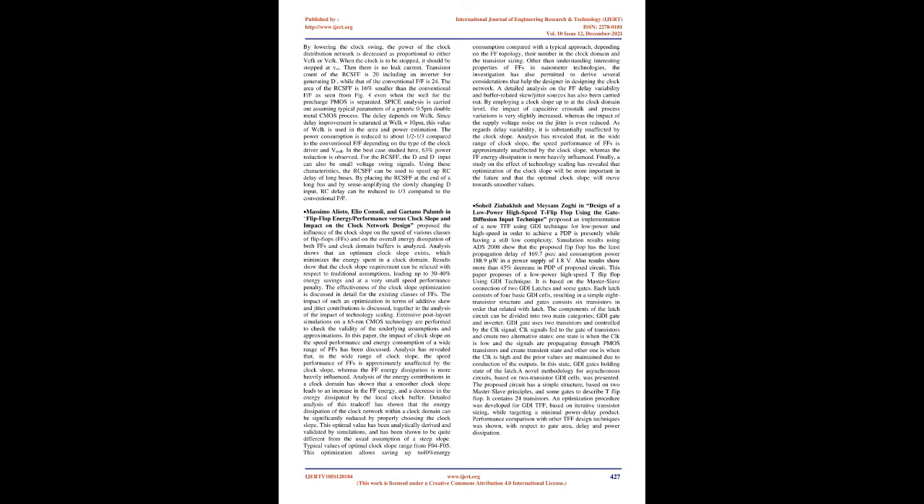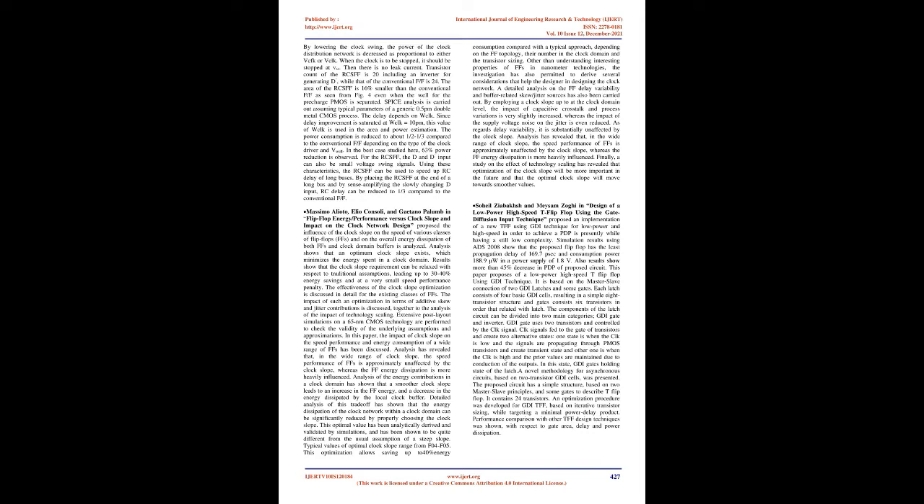It is based on the master-slave connection of 2 GDI latches and some gates. Each latch consists of 4 basic GDI cells, resulting in a simple 8-transistor structure, and the gates consist of 6 transistors in order to be related with the latch. The components of the latch circuit can be divided into 2 main categories, GDI gate and inverter.